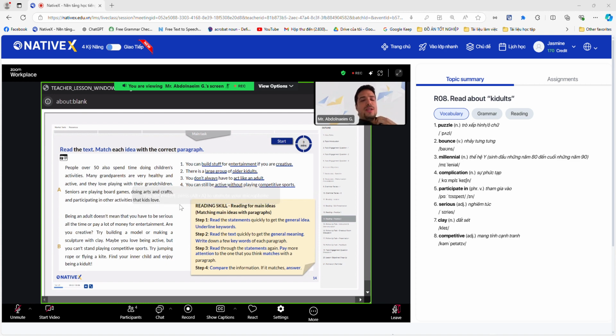Now, Mr. Uyen, number 1. What is the answer and which keywords allowed you to find the correct answer? Paragraph A or B? Number 1, the correct answer is B. And the keywords are try building a model or making a structure with clay. Yes, exactly. So number 1, B. Thank you. What about number 2, Mr. Uyen?